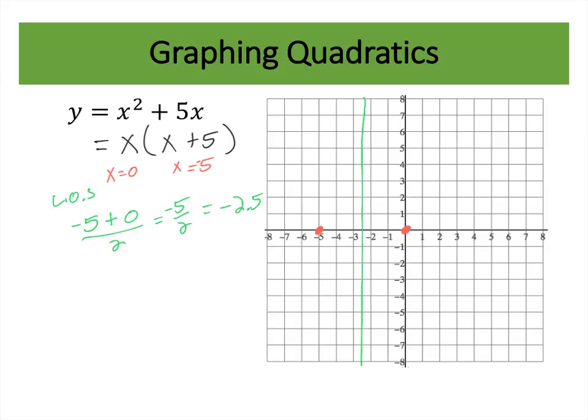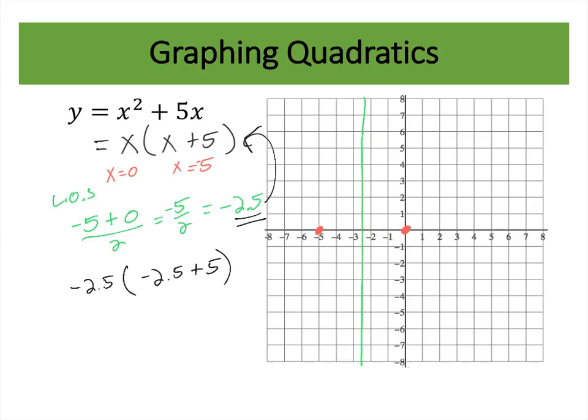There we go. That's about as straight as I can get it. So then all I need to do is the vertex, which means I substitute the line of symmetry into the equation. So we can get negative 2.5 times negative 2.5 plus 5.